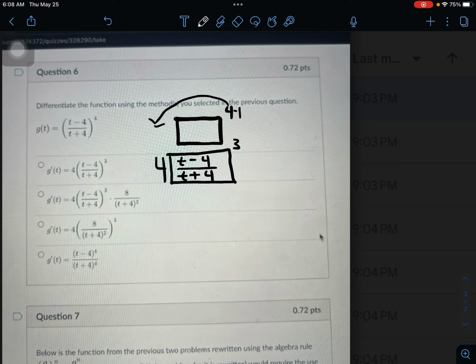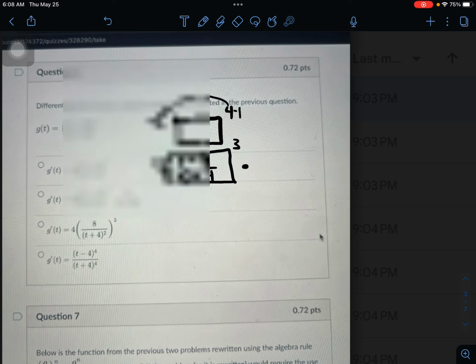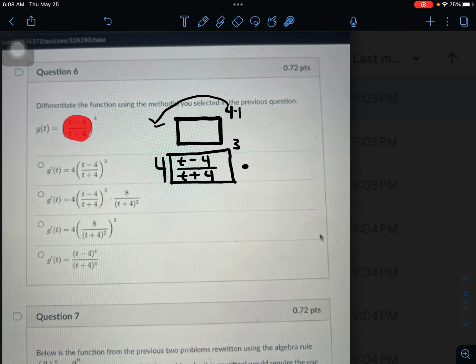but then we have to multiply this by the derivative of the inside function. So I have to take the derivative of this stuff right here. Well, that is a quotient. So I have to use the quotient rule.